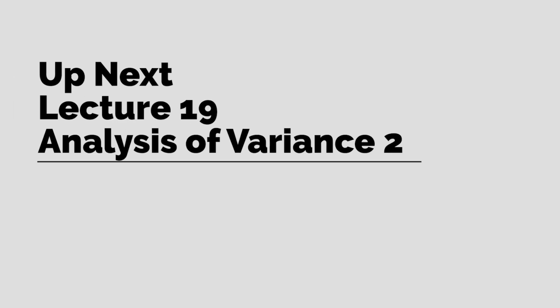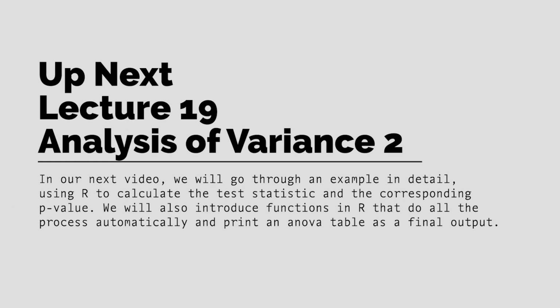In our next video, we will go through an example in detail using R to calculate the test statistic and the corresponding p-value. We will also introduce functions in R that do all the process automatically and print an ANOVA table as a final output.